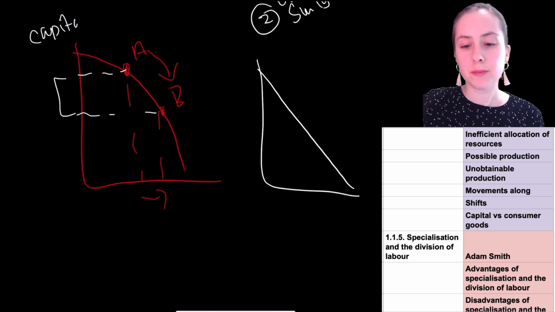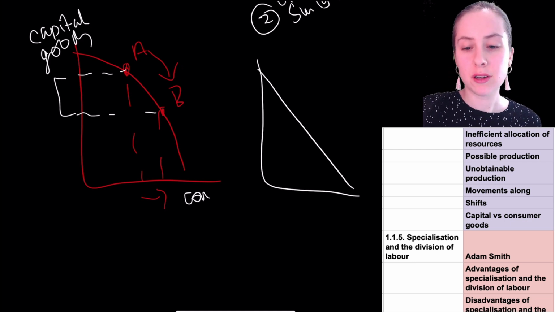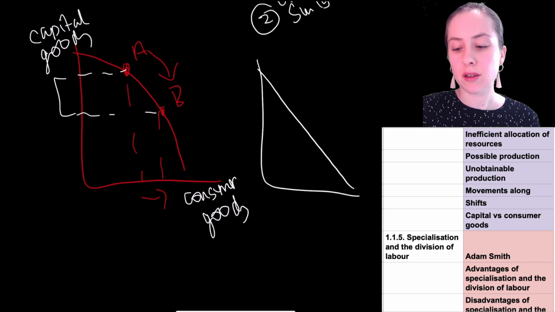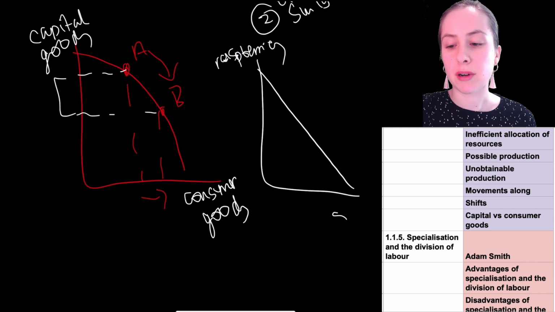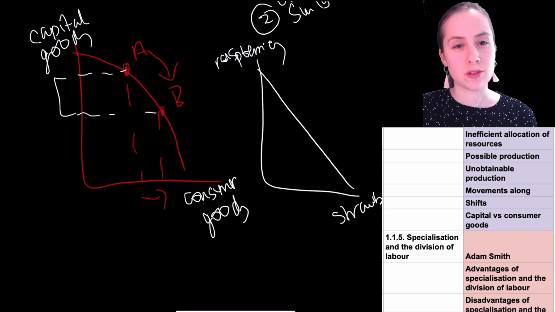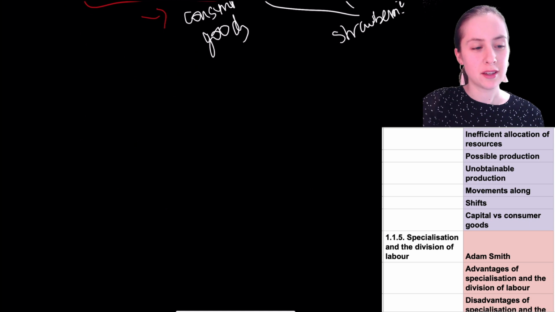When you're talking about macro, it's better to label your axes as capital goods and consumer goods. If you're talking about micro, and it's a specific example, you could just use the goods that they're talking about, raspberries and strawberries, for example.